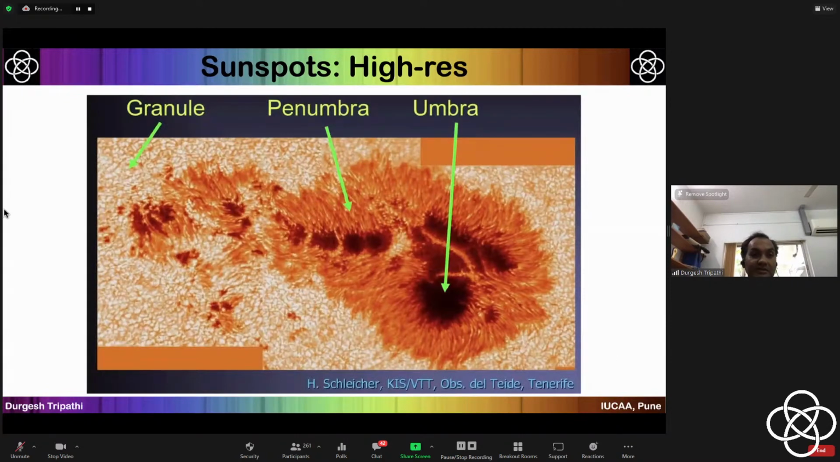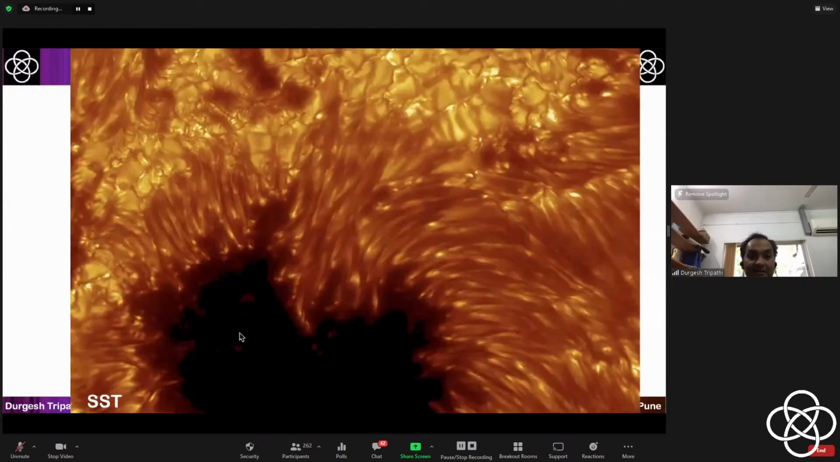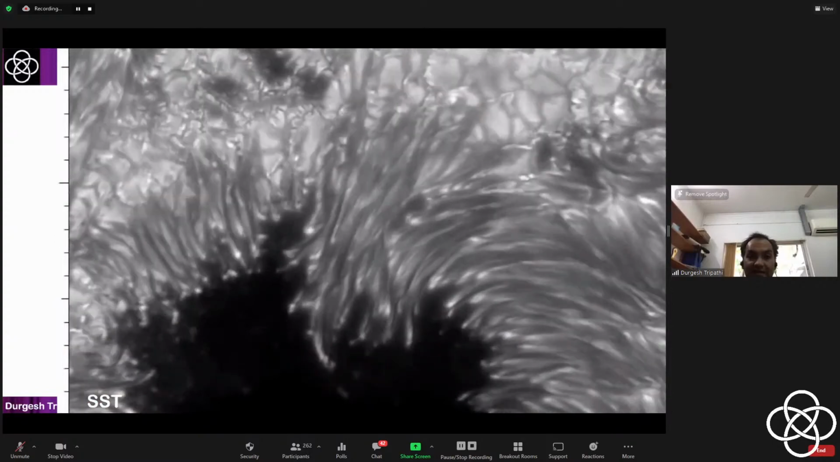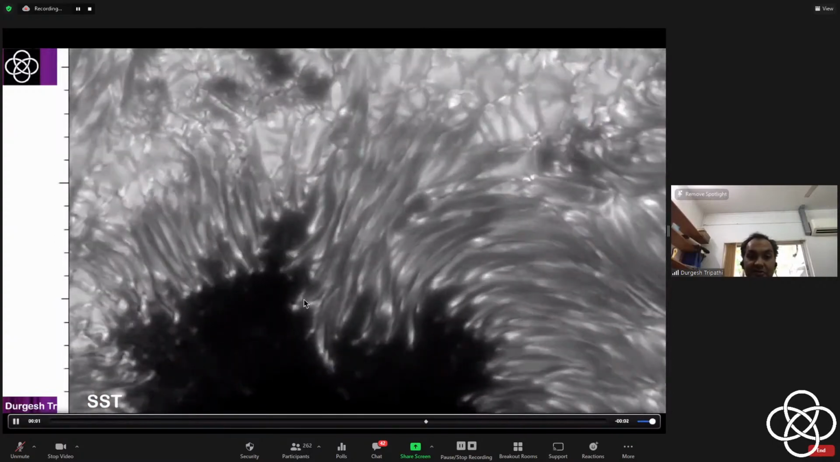But now you see very complex structures which are shown here. They are umbrae, penumbra, granules, of course, and then you also have these bridges which are connecting from one side of the umbra to the other side of the umbra into the penumbra, and they are called light bridges.